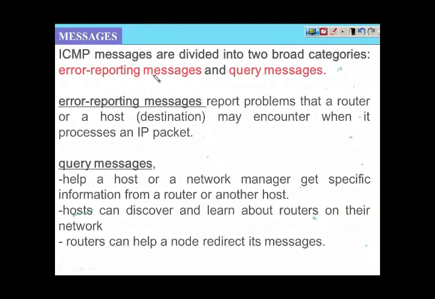Now ICMP messages are divided into two broad categories, or you can say ICMP messages are basically used for two purposes. One purpose is called error reporting and the other is called query messaging. Error reporting messages are basically used for reporting problems. When a packet is delivered from the source to the destination, it may be discarded by a router which is on the way, or even by the destination because of some reasons.